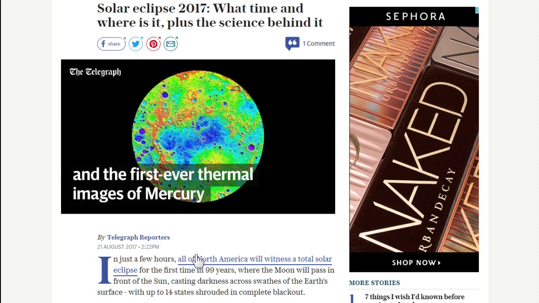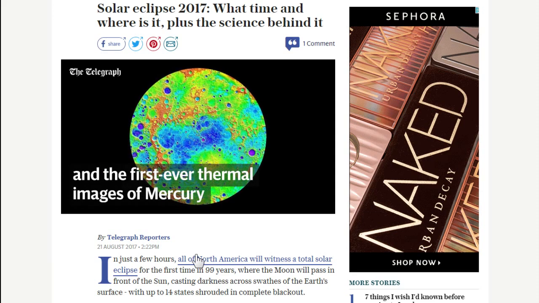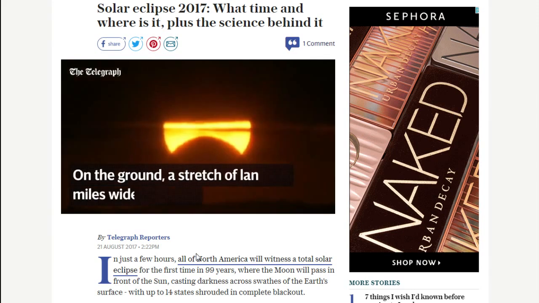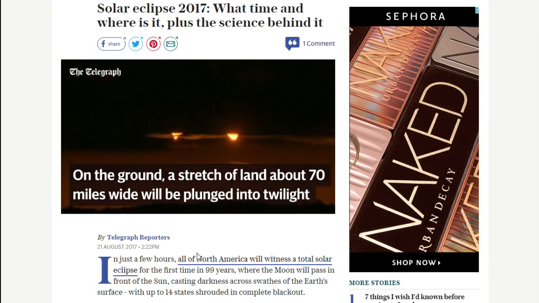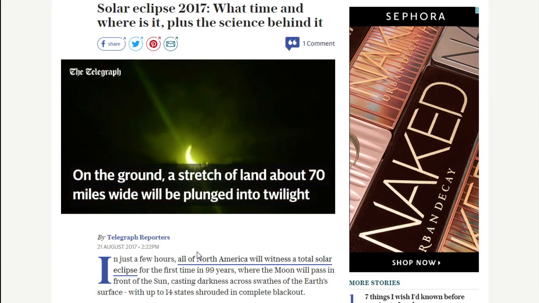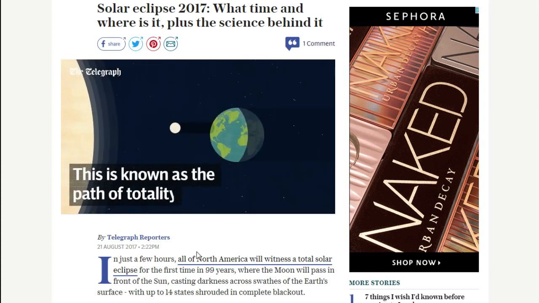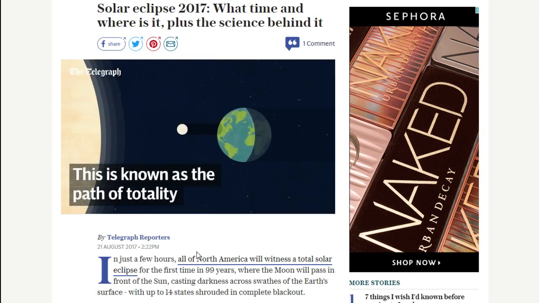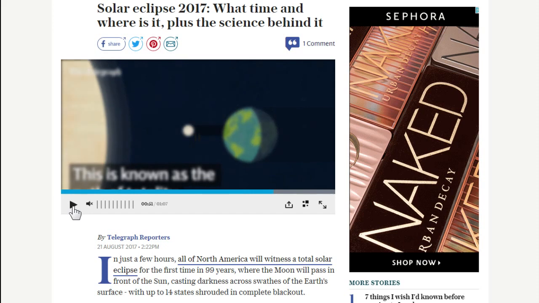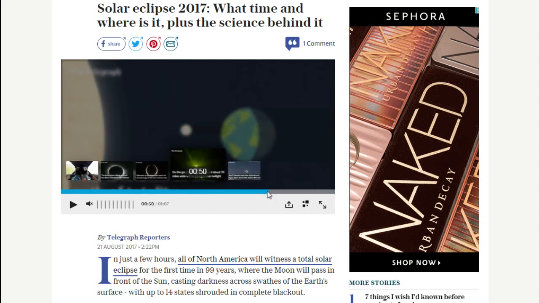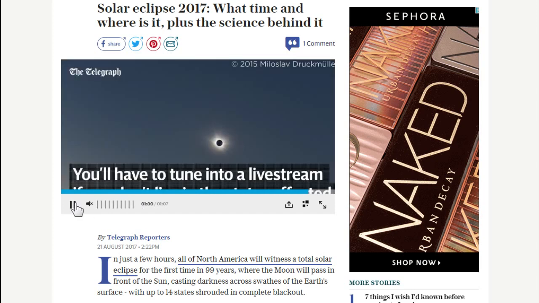And the first ever thermal images of Mercury, which is a bunch of CGI bullshit, probably some vomit, excuse my language, guys, on the ground, a stretch of land about 70 miles wide. This is known as the path of totality. Look at this diagram. They would never be able to trace this path without using this deceptive diagram.